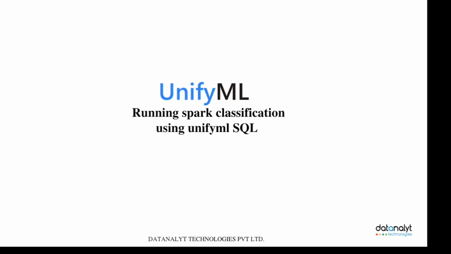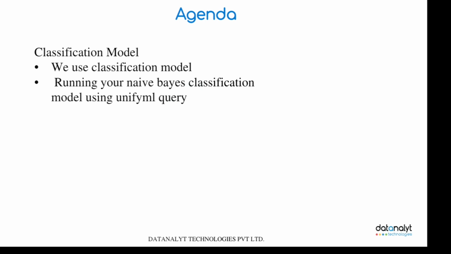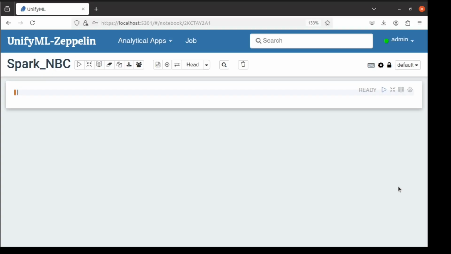In this video, we'll discuss Spark classification using UnifyML SQL. Here, we use the naive Bayes classifier model with UnifyML SQL. We run our Spark naive Bayes classifier using UnifyML SQL. Now, let's see this simple Spark naive Bayes classifier using a UnifyML query.